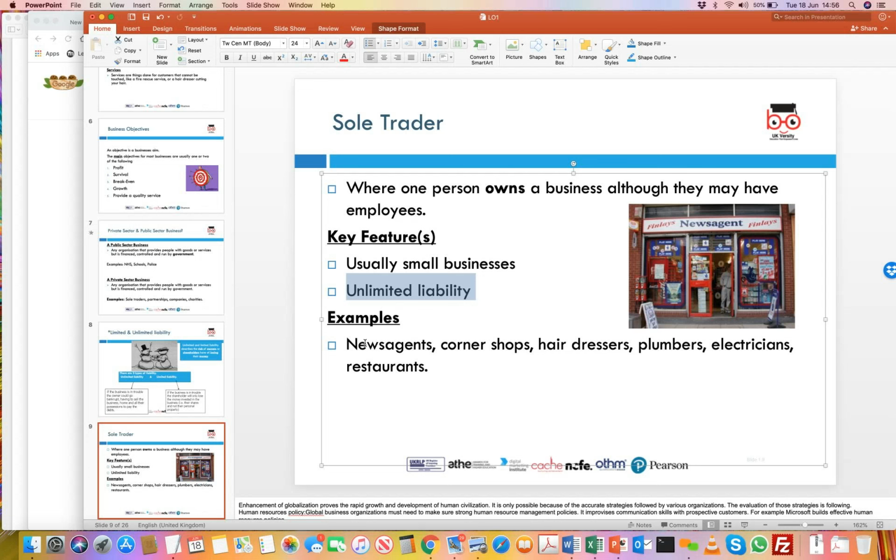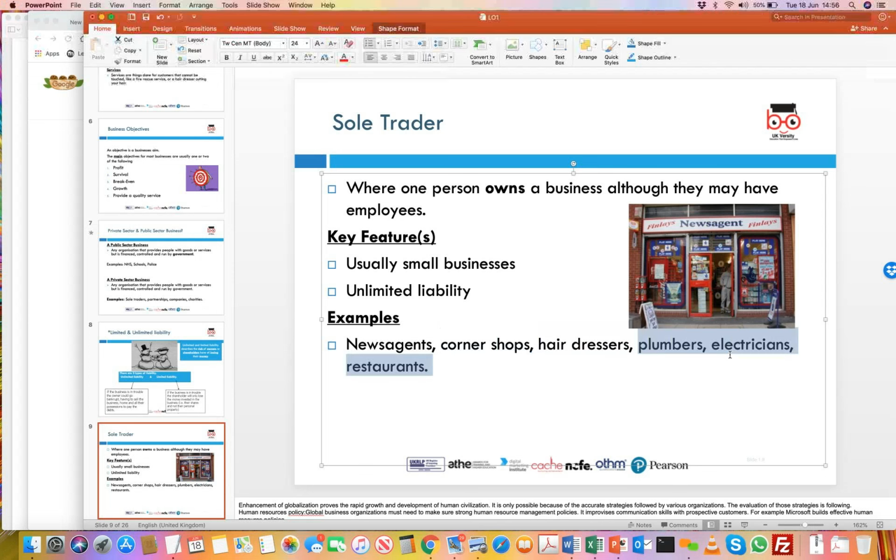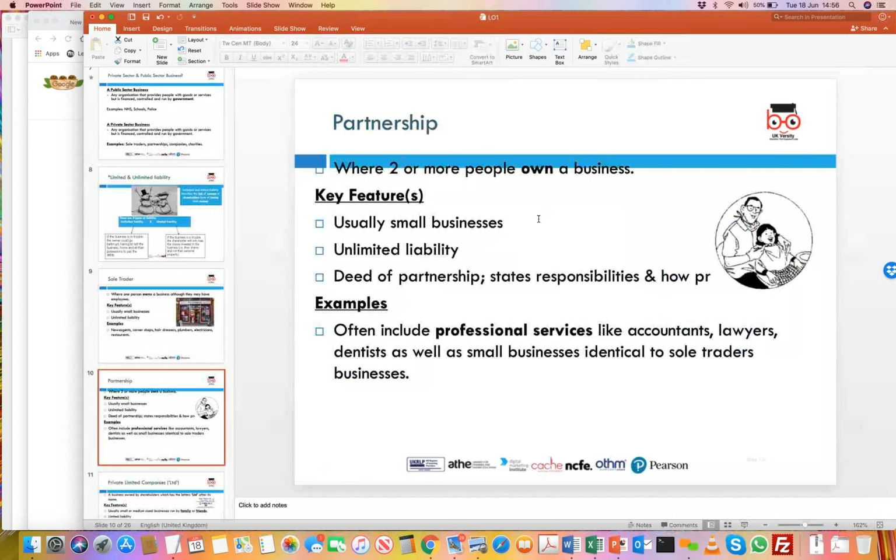So this is an individual shop. Yes. And these could be things like newsagents, corner shops, hairdressers. When you go to a hairdressing salon, you look at plumbers, electricians, or even small restaurants which have the owner of the restaurant or owner of the business also as the employee, and they are called small businesses, and that's why they're called sole traders.